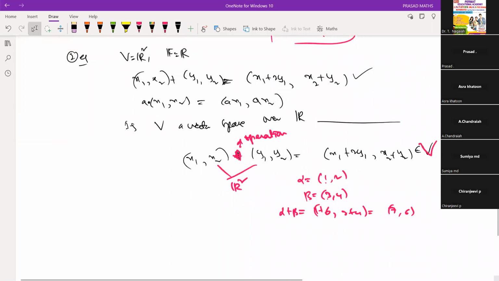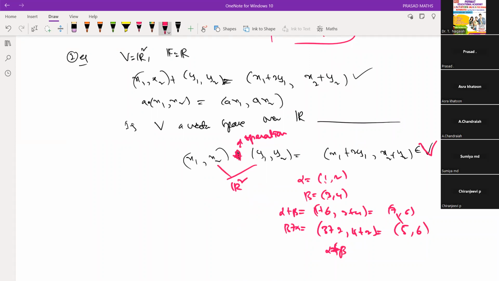Next, what is beta plus alpha? Beta plus alpha is 3 plus 2 times 1, and 4 plus 2, that means (5, 6). Therefore, these are different. Therefore, alpha plus beta is not the same as beta plus alpha, so it fails to satisfy the abelian group property. I don't know whether it is a group or not, you need to check it, but it fails the abelian property. Hence it is not a vector space, right?